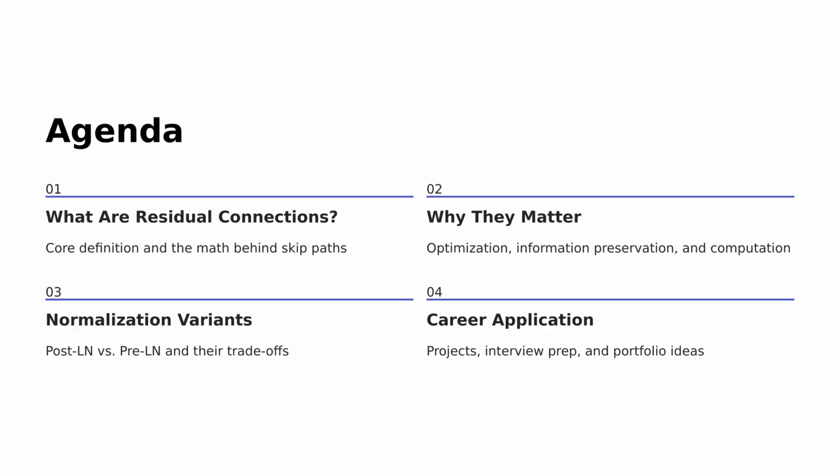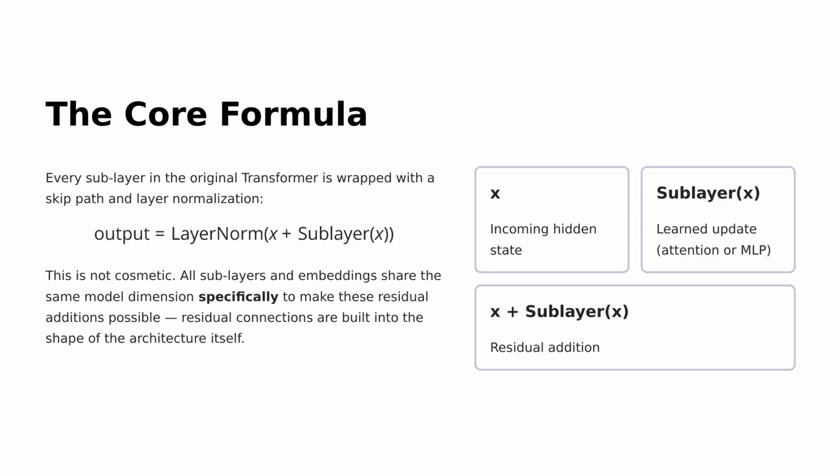Here's our roadmap for the session. We'll start by defining residual connections and the basic math behind skip paths. Then, we'll look at why they matter, especially for optimization, information flow, and computational efficiency. After that, we'll compare normalization choices, focusing on post-layer norm versus pre-layer norm. Finally, we'll connect all of this to career applications, including project ideas, interview preparation, and portfolio building opportunities.